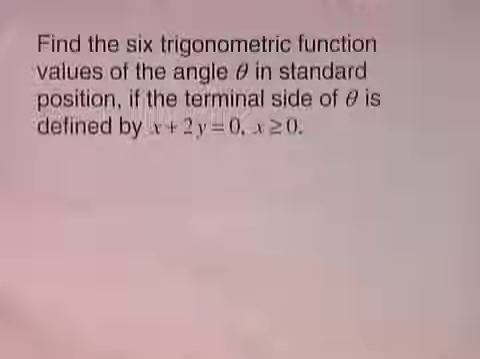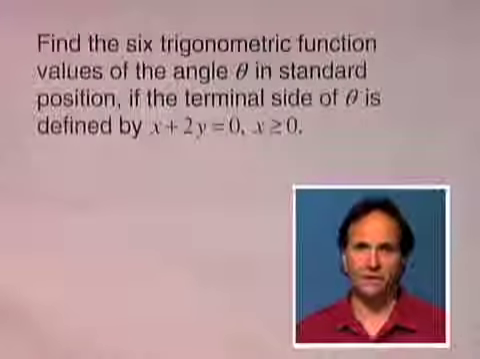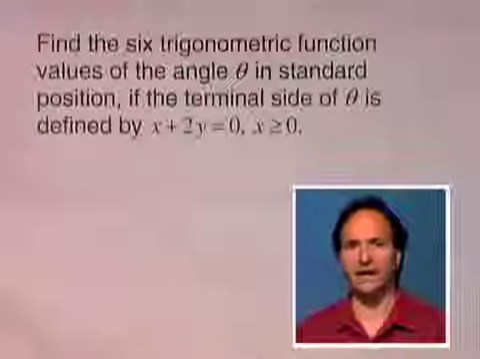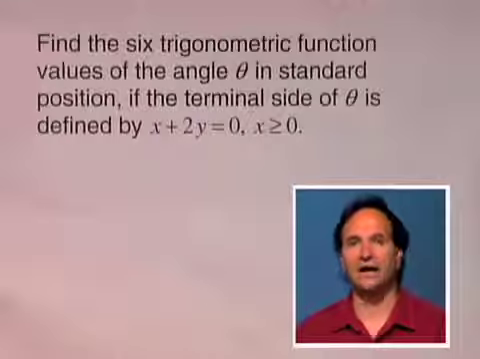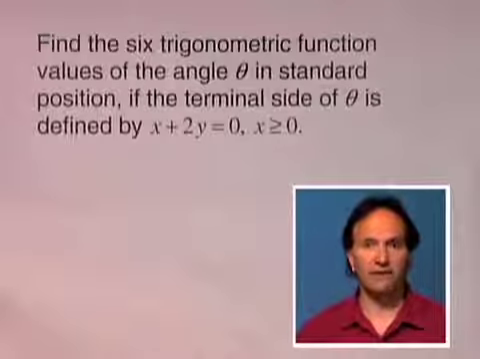In this example, we'll be finding function values of an angle. Find the 6 trigonometric function values of the angle theta in standard position if the terminal side of theta is defined by the line x plus 2y equals 0, where x is greater than or equal to 0. Now, the first thing that we'll want to do here is to find a specific point that lies on the terminal side of theta. That means the point must satisfy the equation x plus 2y is equal to 0. X has to be greater than or equal to 0.